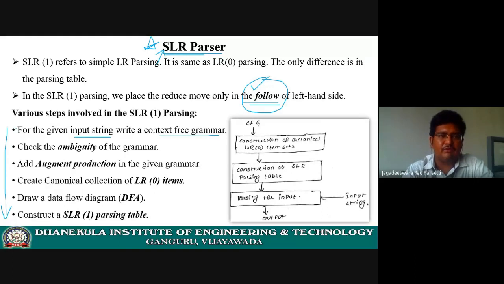So the first step is to consider a CFG, and as input we consider a string, a sequence of terminals only. Our objective is to verify whether the string is valid with respect to the grammar G. Step 1 is the same. Step 2, of course, is to eliminate ambiguity.